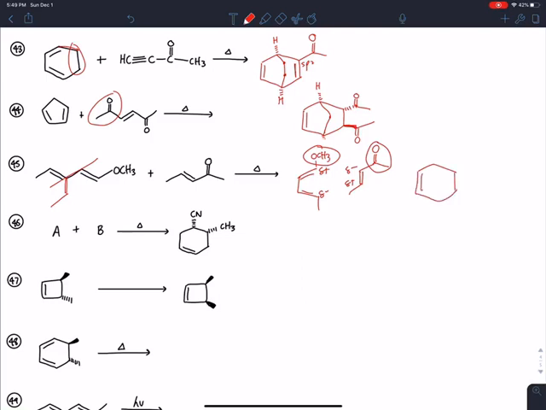I can make my answer. This and this is pointing out, so they both go in as dashed. This is the one I listen to, so that goes dashed. The other one is trans to it, so that one goes wedged. Just like we learned in class. That would be my answer.